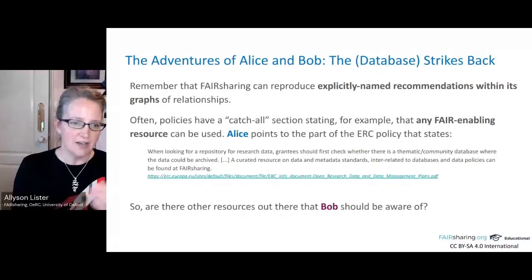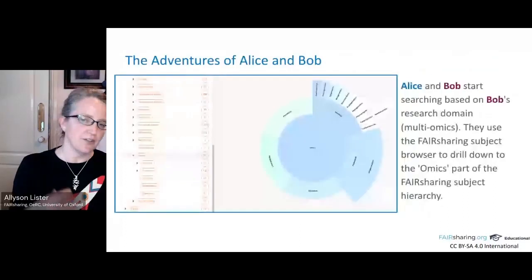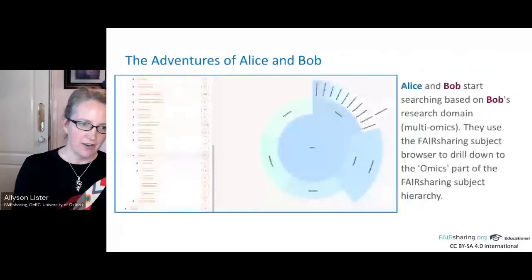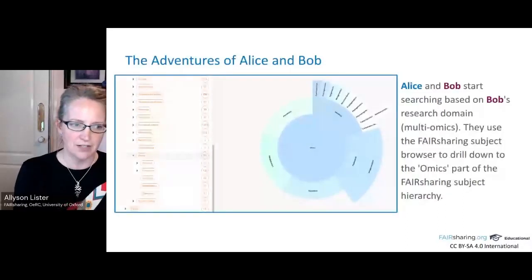So are there other resources out there that Bob should be aware of? Well, what we can do is search FAIRsharing. And what they do first is search based on the subject area. There is a lovely graphical display of all of our subject hierarchies, of which this is a screenshot. Again, apologies for the clarity. You can either drill down according to the name in a hierarchy of text, or you can use our sunburst diagram. So here they're drilling down to the omics part of the FAIRsharing subject hierarchy.